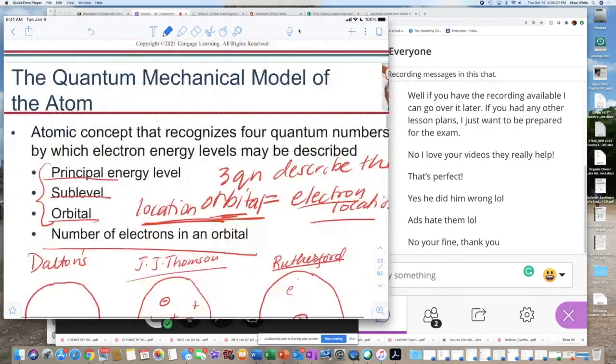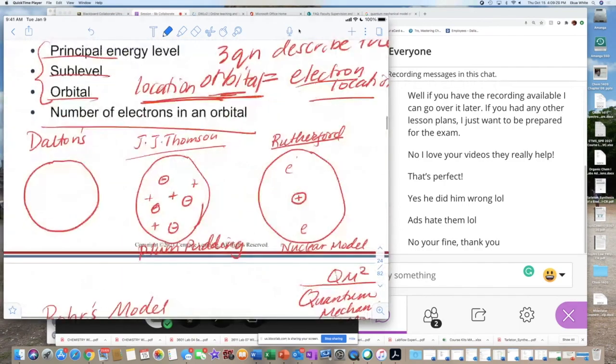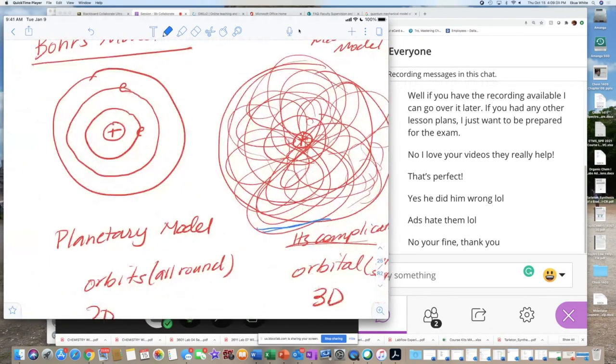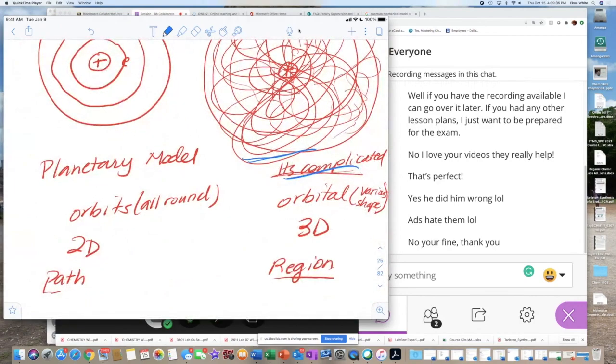Okay. Then after doing all that, you see how I reviewed here? After doing all that, I was showing you the quantum mechanical model. It is complicated, but in the quantum mechanical model, we're now talking about the orbital. The orbital is a 3D region around the nucleus where the electron is found.